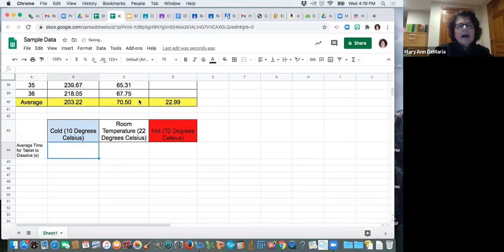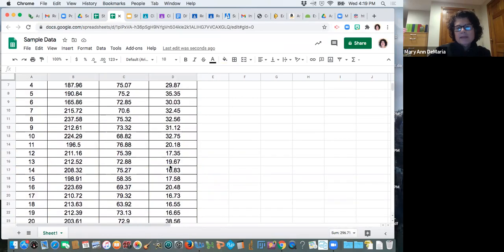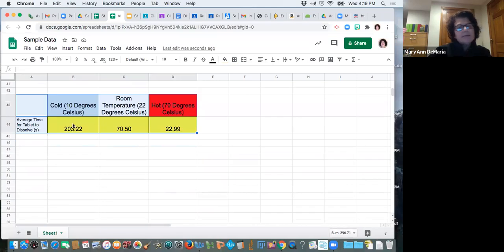And I can't copy and paste these. If I do, notice how I've got funny numbers, because it's looking for a formula, and I think it's including this in the average. I don't know what it's doing, but I want to actually type in 203.22, 70.50, and then 22.99. Now I'm going to grab these 3 numbers. So I've taken 100 pieces of data and reduced them to just 3 numbers, and that's what I'm going to graph.